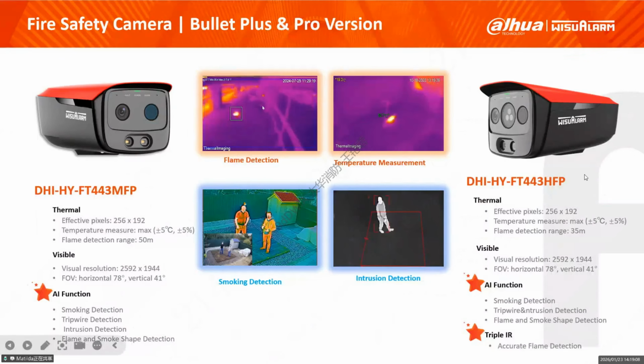And finally, for the Pro one, besides the AI function and the thermal function, it also supports the triple AR flame detection. With this function, it can detect flames accurately, and this camera is usually installed in parking lots to prevent false alarms caused by high temperature objects.